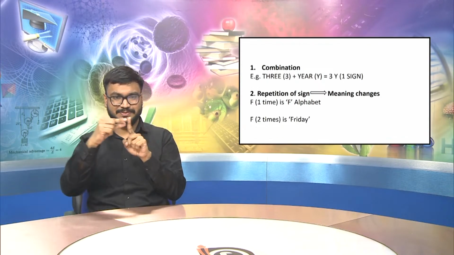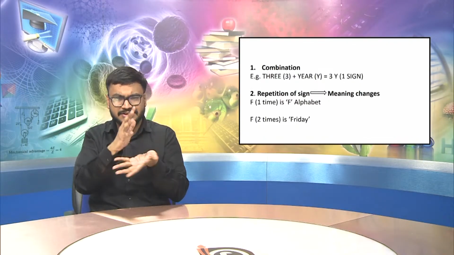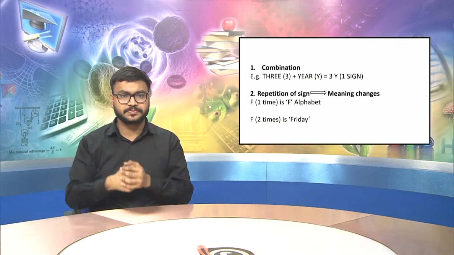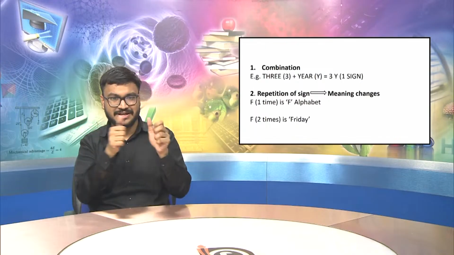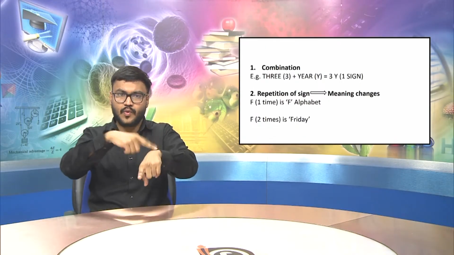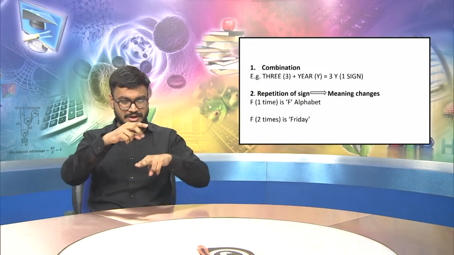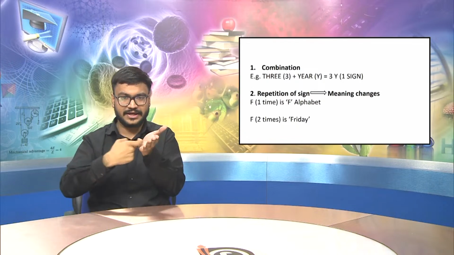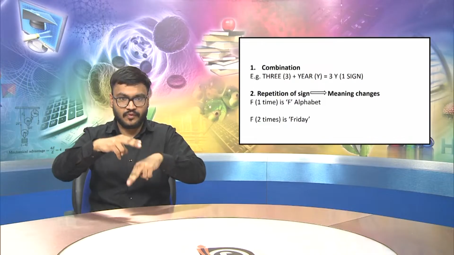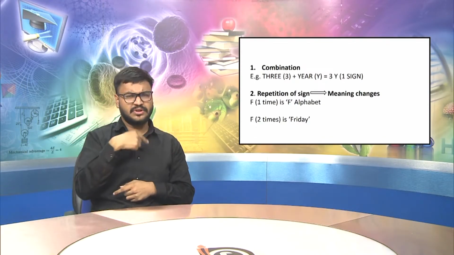Second, repetition of sign. Signing repetition changes the meaning of the sign. For example, we can see the alphabet F. If we do the sign of F one time, it will describe the letter F, but if we do it 2 times, then it will have the meaning of Friday.